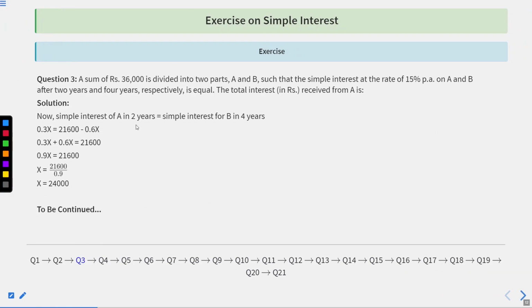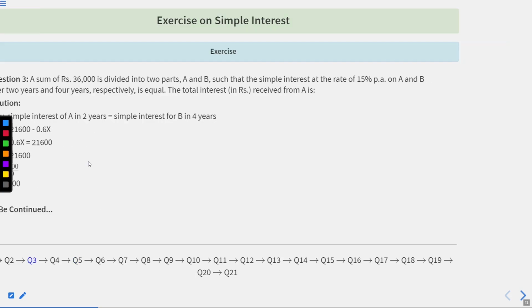So now the simple interest of A in 2 years is equal to simple interest of B in 4 years. So that is 0.3x equal to 21,600 minus 0.6x, which gives 0.3x plus 0.6x equal to 21,600. So that means x is equal to 24,000.